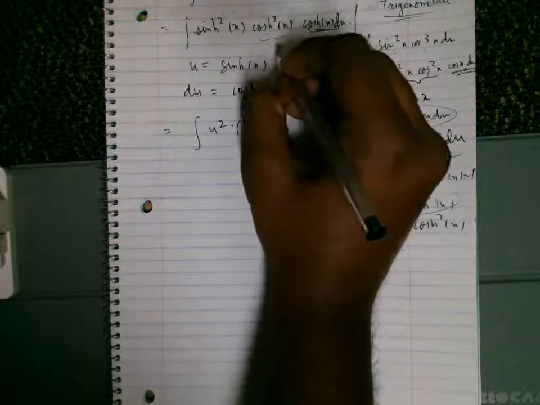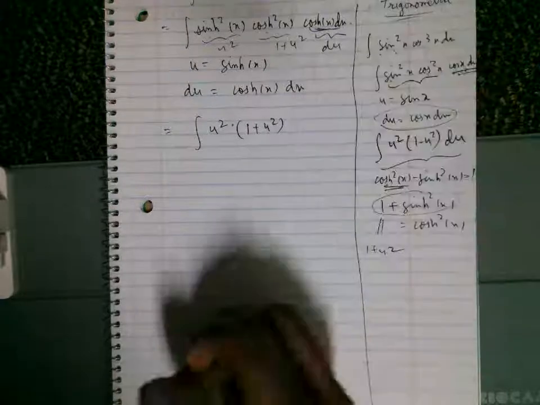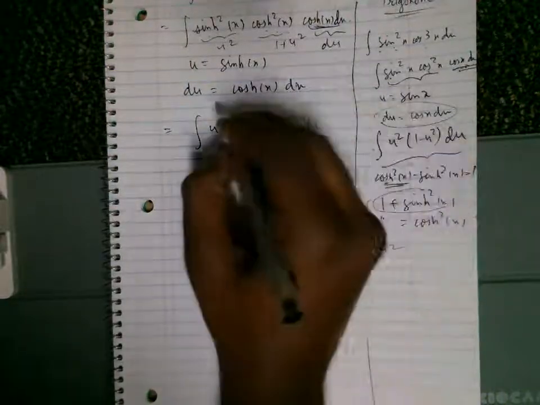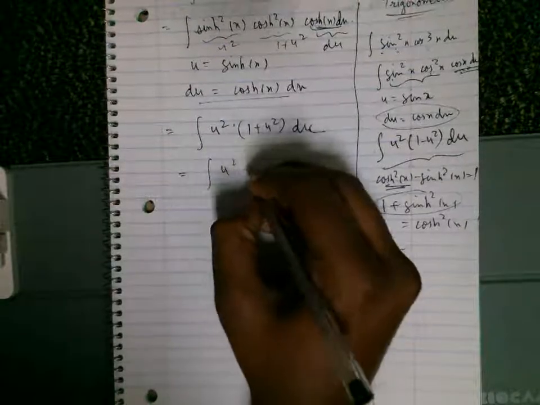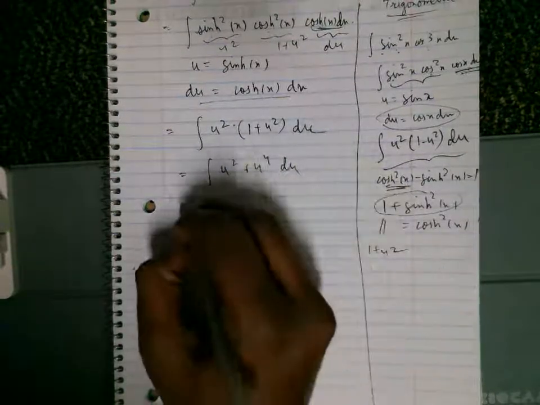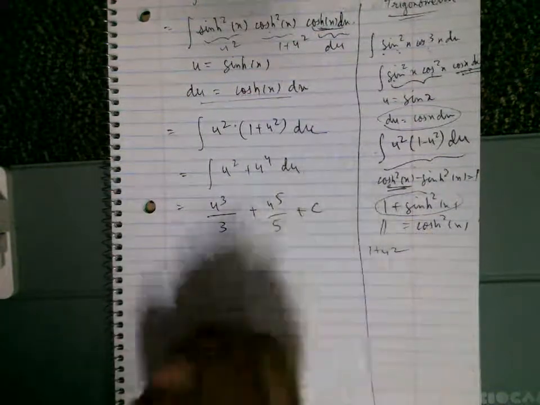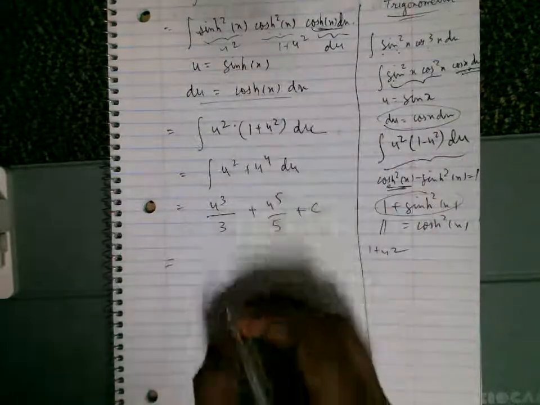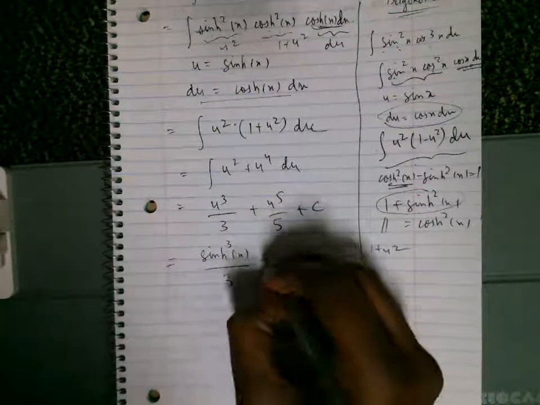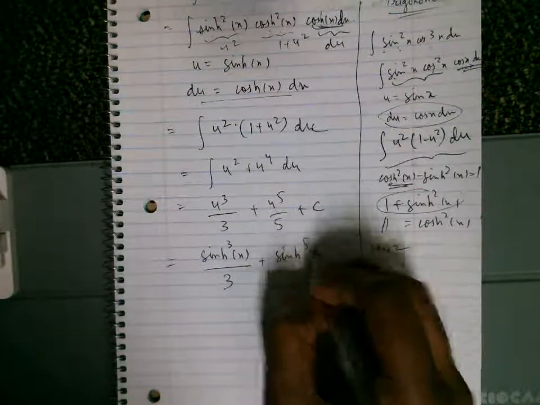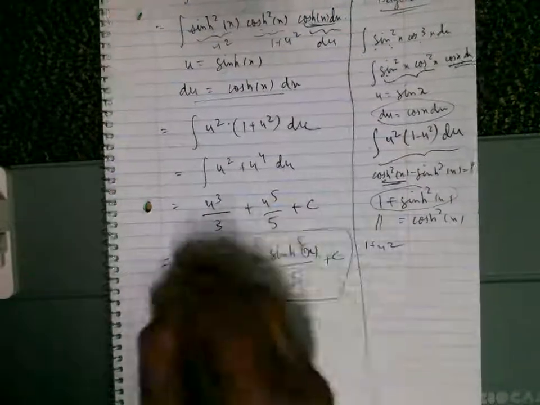Cosh squared becomes 1 plus u squared. This is u squared and this part is du. So this is just u squared plus u to the 4 du. Now this is the integration of a simple polynomial. This is u cubed by 3 plus u to the 5 by 5 plus c. And since we used u equals sinh of x, this becomes sinh cubed of x by 3 plus sinh to the power 5 of x by 5 plus c. So this is our final answer.